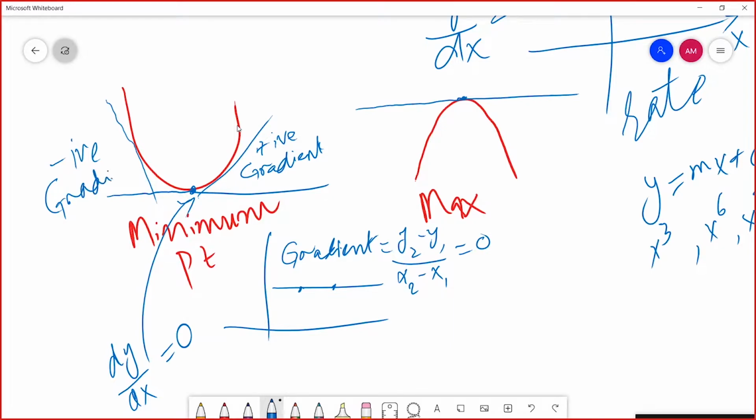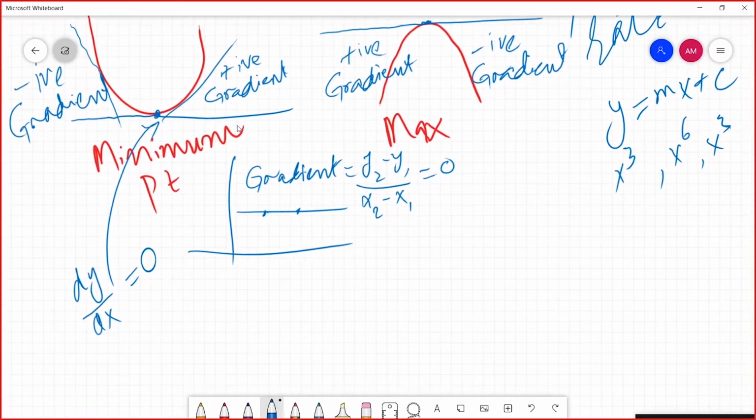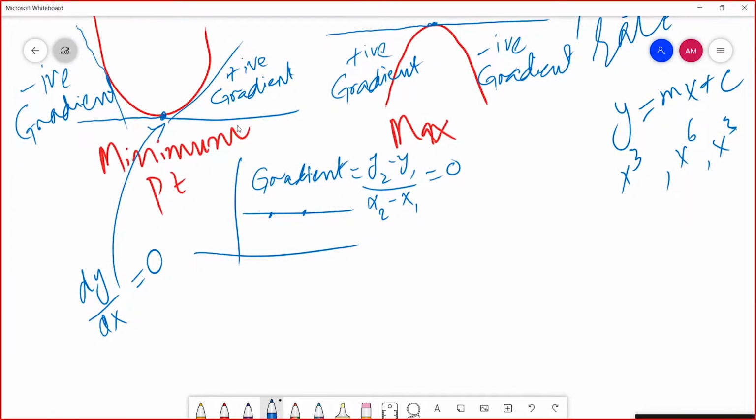And similarly, if we look at the maximum point, before the point there is a positive gradient, and after the point it is negative, a negative gradient. This is something which we understand. So you should remember this. We would do some questions, but I now move to the third case.